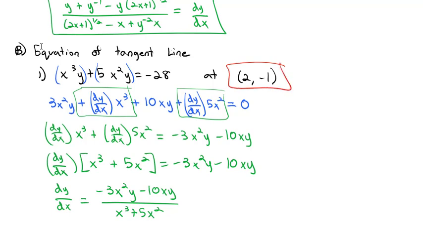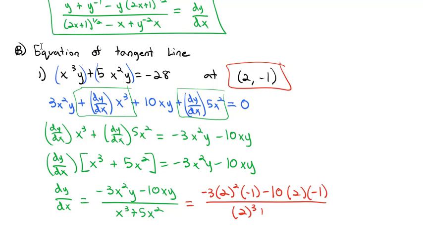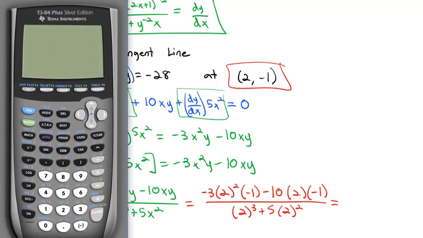We want that derivative at the point 2, comma, negative 1. So we'll plug 2 in for all of these x's. We'll plug negative 1 in for the y's. So we have negative 3 times x, which is 2 squared, times y, which is negative 1, minus 10 times x, which is 2, times y, which is negative 1, all over x cubed, x is 2 cubed, plus 5x squared, which is 2 squared. And this is not too bad to plug in to our handy-dandy calculators. Let's just do the numerator and the denominator so it's a fraction and it looks kind of slope-esque. We've got negative 3 times 2 squared times negative 1 minus 10 times 2 times negative 1. So the numerator is 32.